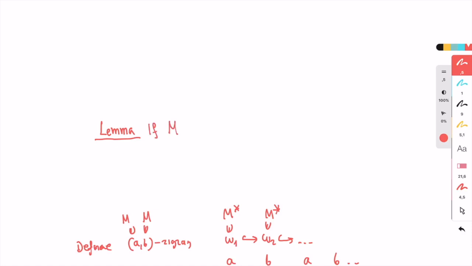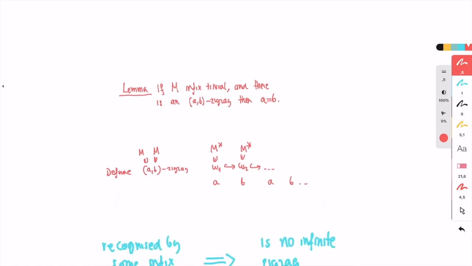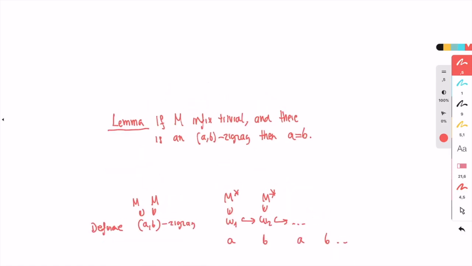If a monoid is infix trivial and there is an AB zigzag, then A equals B. This will imply that if your language is recognized by an infix trivial monoid, then you cannot have an infinite zigzag, because any increasing chain in the Higman ordering will need to have the same value all the time, and therefore all of it will be in the language, or all of it will be outside the language.